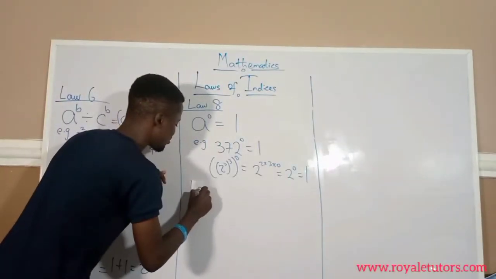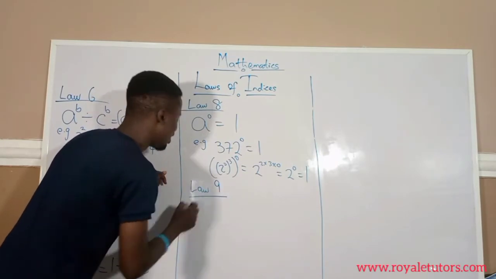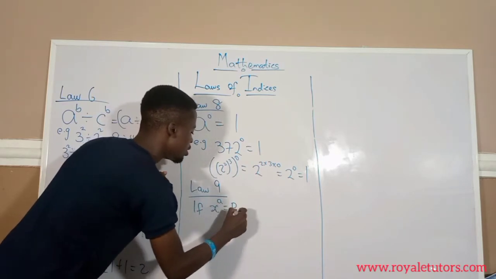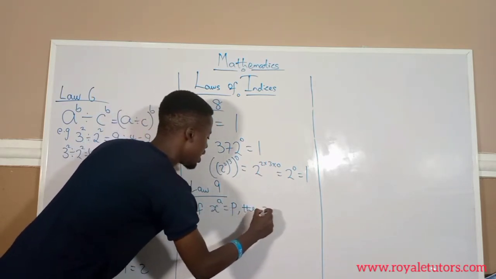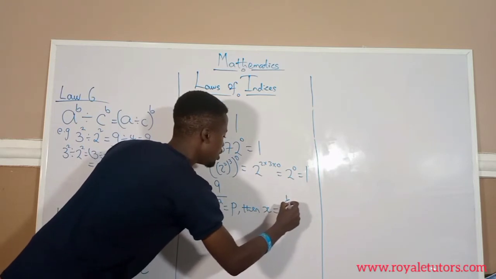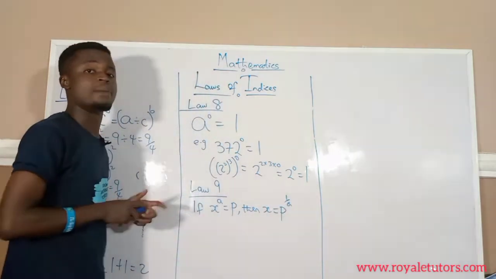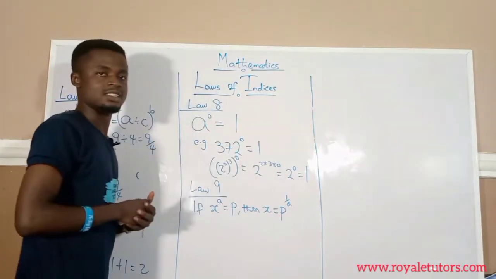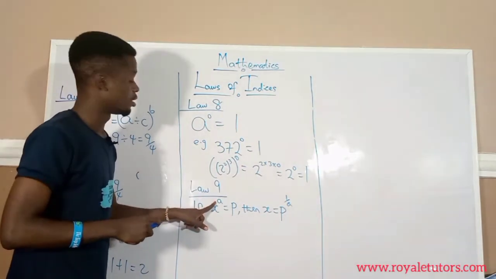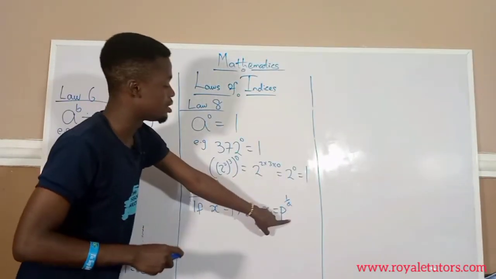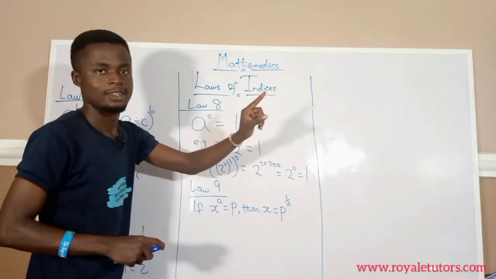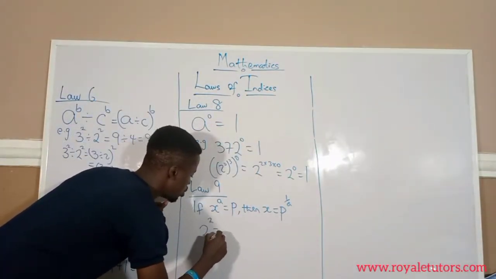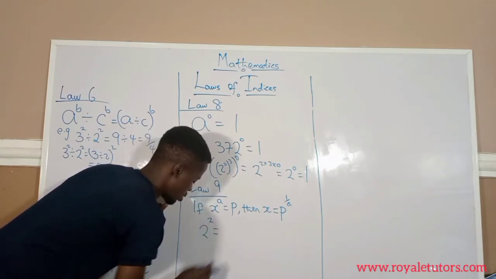Law 9. Now, law 9 says that if x raised to power a is equal to p, then x is equal to p raised to power 1 over a. In one of our videos, I mentioned the significance of equal to. I said anything that crosses equal to changes its identity. You have a here. Because it crosses the equal to to meet p, it's going to change to 1 over a.